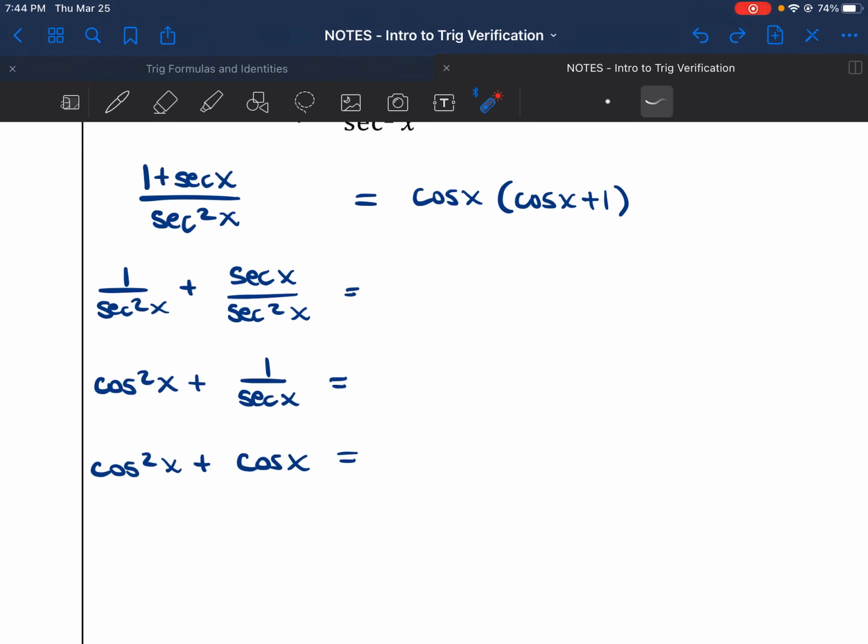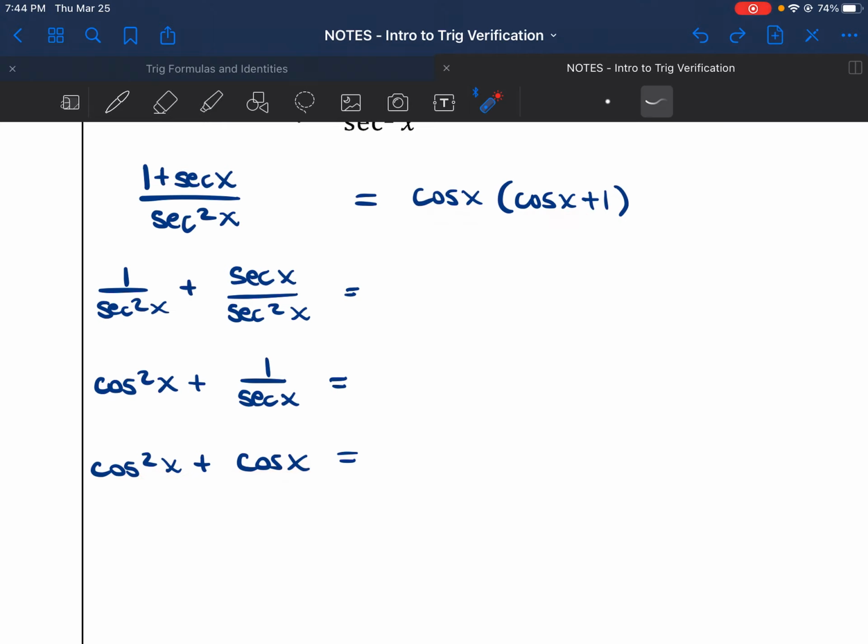But we also know that 1 over secant x is just cosine of x. So now we have cosine squared of x plus cosine x. And always keep in mind what you're wanting it to look like. This is getting really close to what we want it to look like. We've got our stuff in terms of cosines.